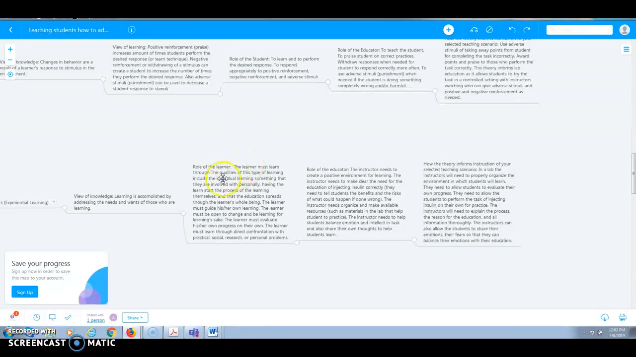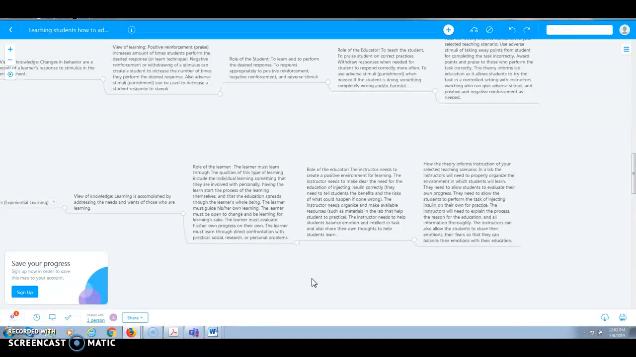Let's go back to the role of the learner, right? The learning is individualized, right? The role of the learner is individualized. So the learner has to take their own strengths and weaknesses, and actually, in experiential learning, have those experiences, if you will, to create knowledge and create meaning, right?